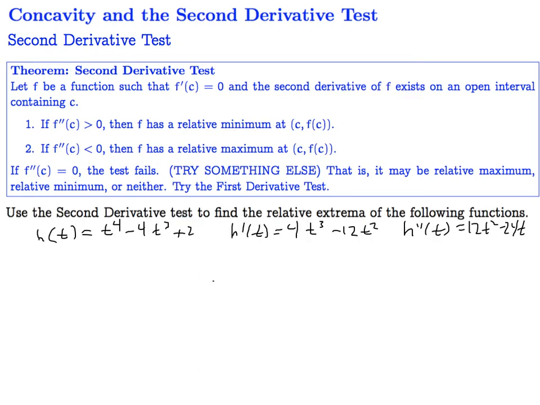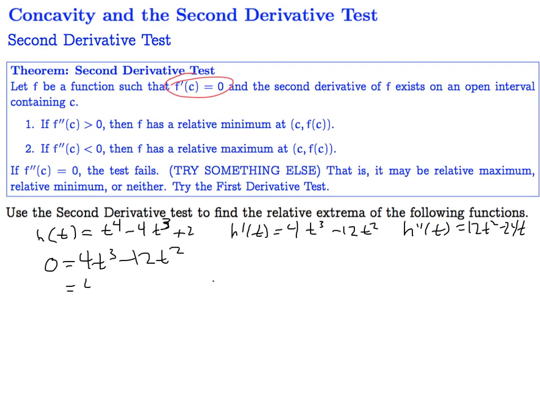So let's look at a function here, h of t, given by t to the fourth minus 4t cubed plus 2. I've already taken its derivative and its second derivative to get us started. So the second derivative test says the first thing you need to do is figure out where your first derivative is equal to 0. So I'll start by setting 0 equal to my first derivative, and I'll try solving this.